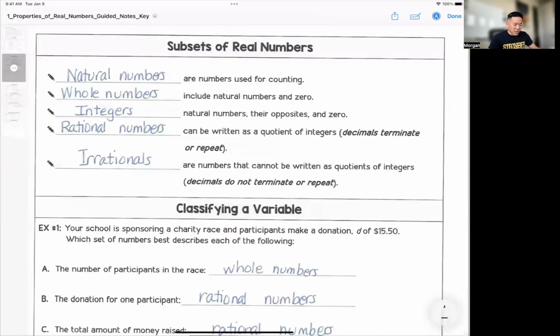Again, just to repeat those things, you could test yourself. Pause right here if you need to. If not, you can just go back and rewrite this. So again: natural numbers, whole numbers, integers, rational numbers, and irrational numbers. Those are just the formal definitions.